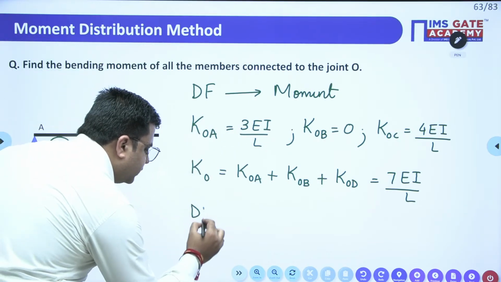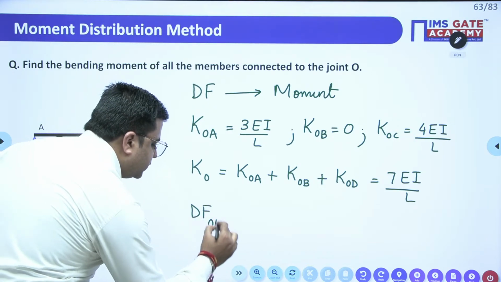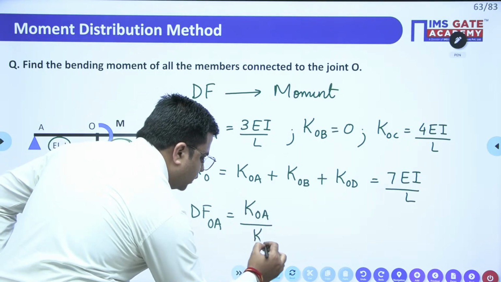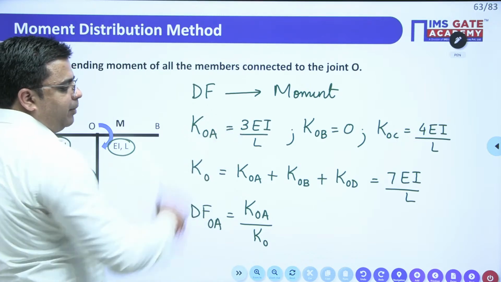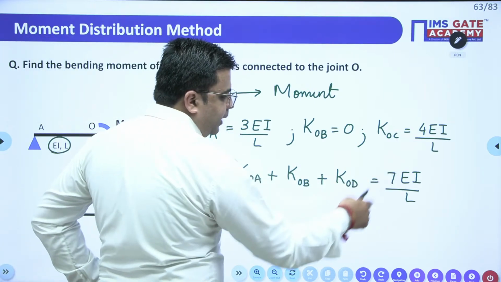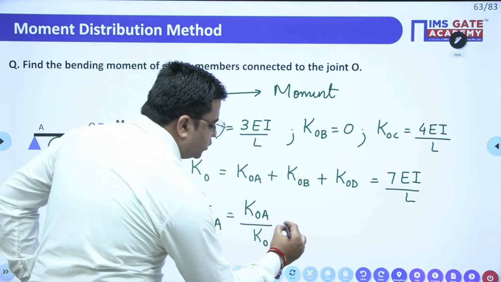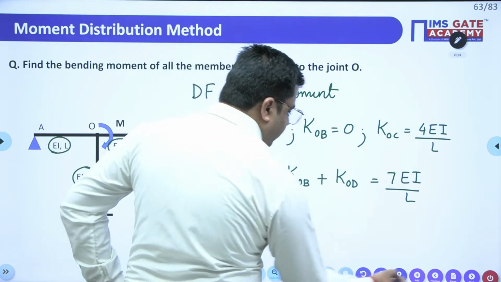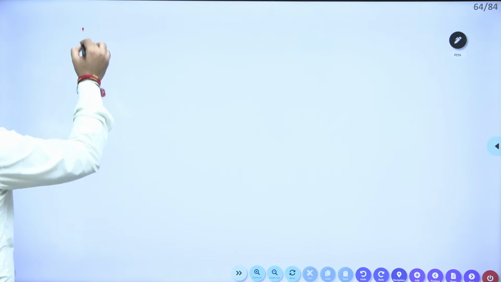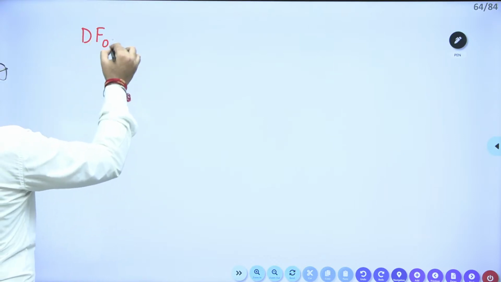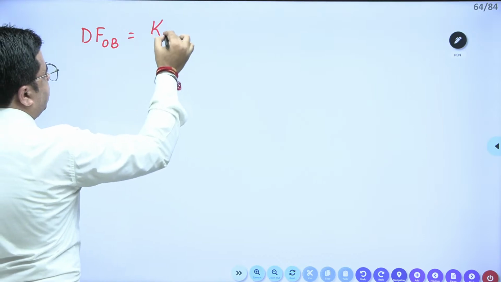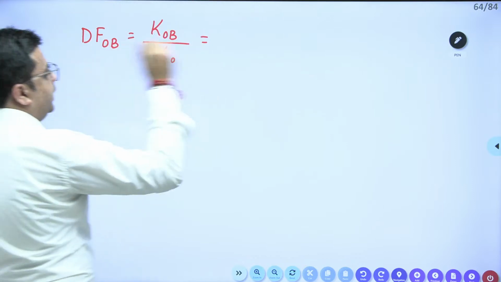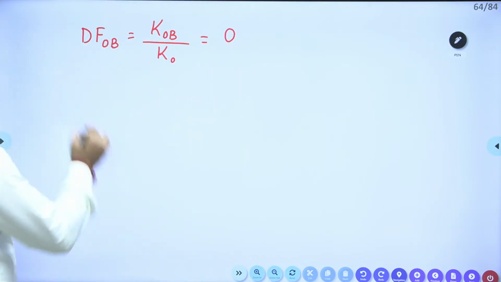So the distribution factor for member OA is the stiffness of the member OA divided by the total stiffness of the joint. Stiffness of the member OA is 3EI by L and the total stiffness is 7EI by L. When you divide these two, you will get the distribution factor as 3 by 7. Right? Similarly, the distribution factor for member OB is equal to the stiffness of member OB divided by the total stiffness of the joint. Since the stiffness of member OB is 0, the distribution factor for OB is 0.